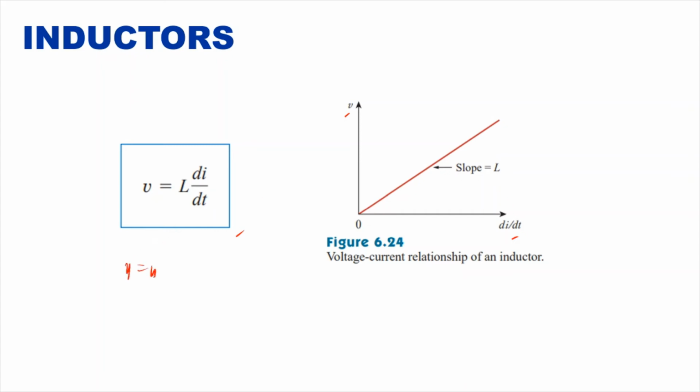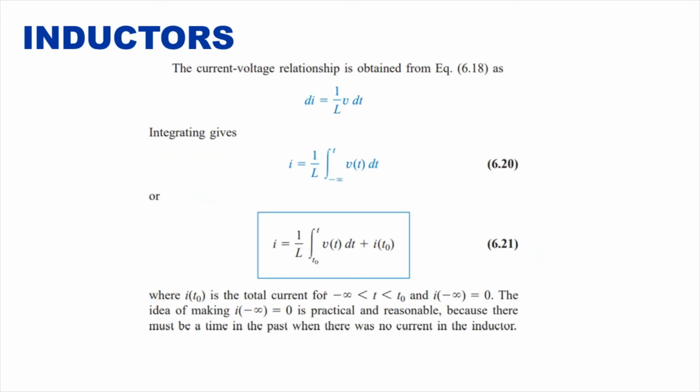Diba yan? y is equal to mx plus b. Since the intercept of the line on the y-axis is 0, kaya y is equal to mx, where y is V, and x is di over dt, while m is the slope. The slope determines the inductance of the coil or the material. Okay, kailangan natin din makuha yung current voltage relationship ng inductor natin.